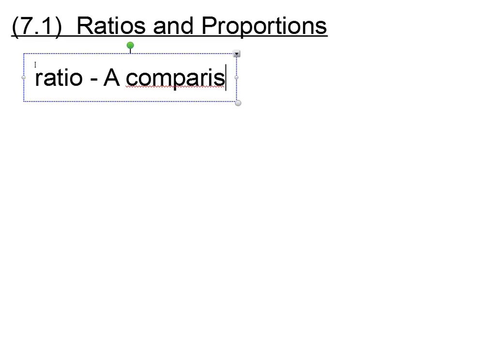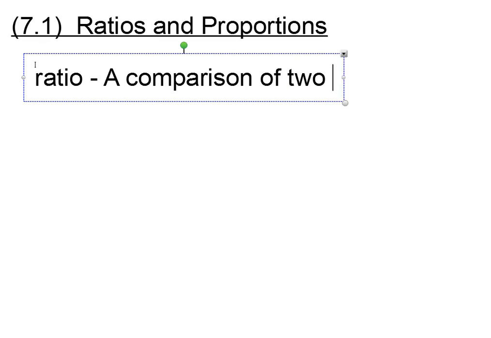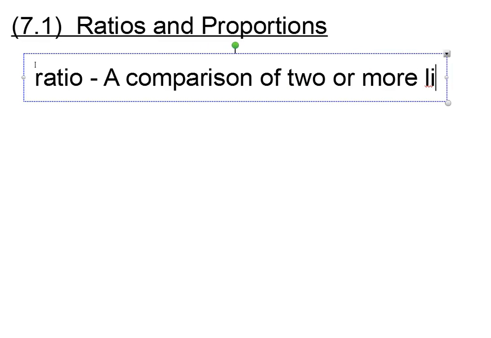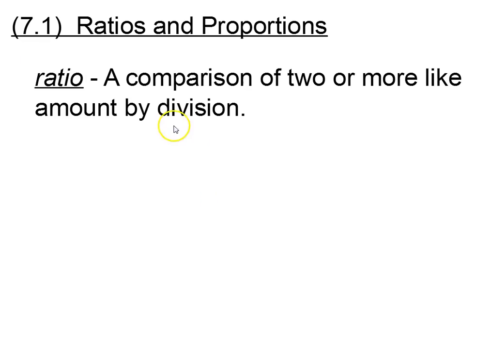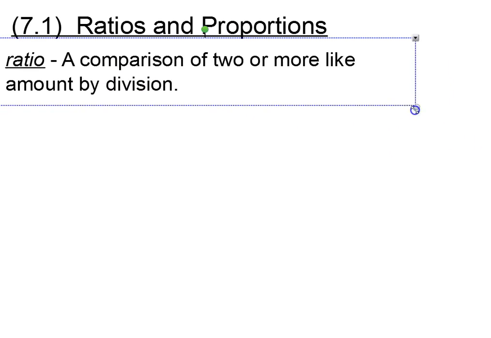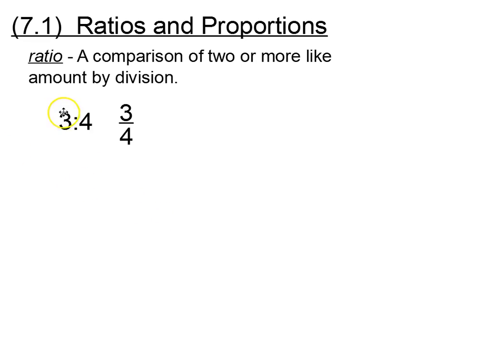A ratio, by definition, and this is my definition, is a comparison of two or more like amounts by division. That's what a ratio is. Two examples of ratios can be written like this. 3:4. That's read as 3 to 4, or just 3/4.